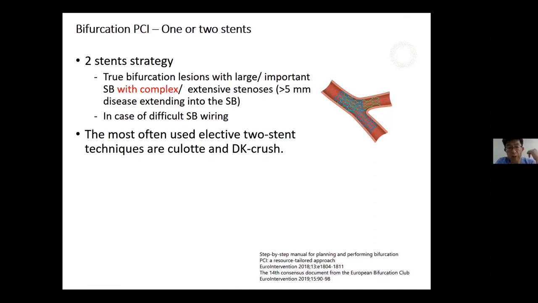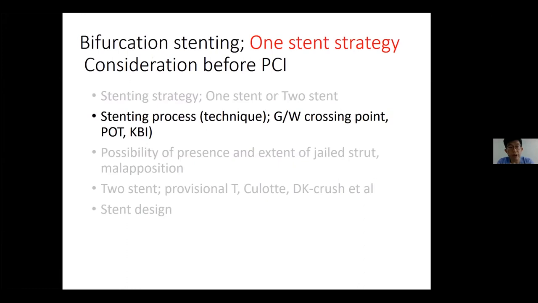The most often used elective 2 stent techniques are culotte stenting and DK crush stenting. Later, I will explain. So the next theme is stenting process technique. This is very important: guide wire recrossing point, the POT technique, and KBI.